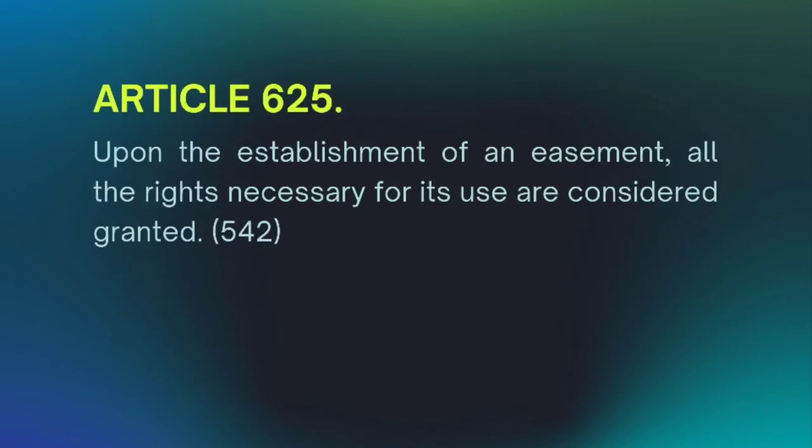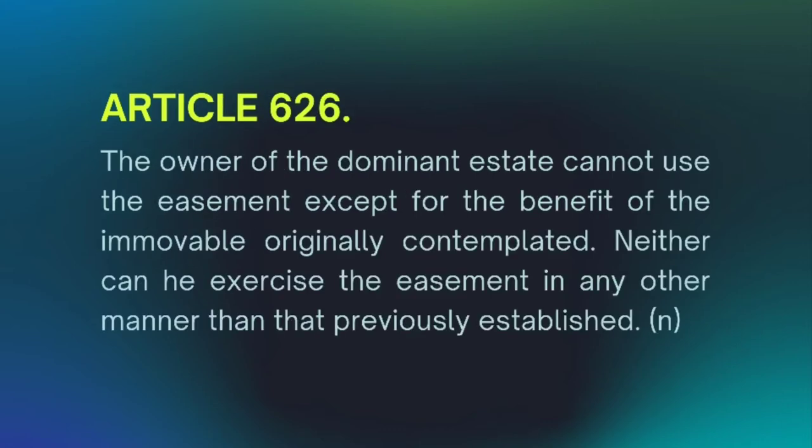Article 625. Upon the establishment of an easement, all the rights necessary for its use are considered granted. Article 626. The owner of the dominant estate cannot use the easement, except for the benefit of the immovable originally contemplated. Neither can he exercise the easement in any other manner than that previously established.